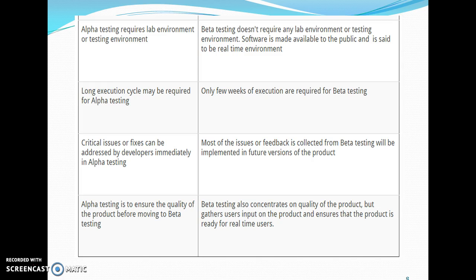Last, alpha testing is to ensure the quality of the product before we move on to beta testing. Beta testing also concentrates on the quality of the product, but it gathers the users' input on the product and ensures that the product is ready for real-time users.